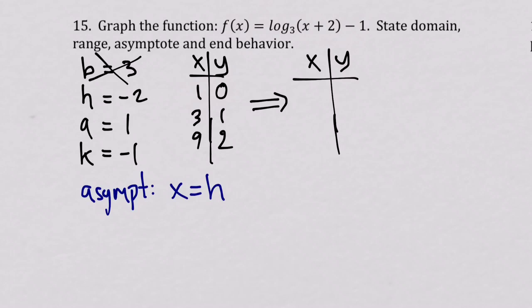The exponential had y equals k, this one has x equals h, which means x equals, in this case, -2. That's your asymptote, a vertical asymptote that passes through -2. The domain and the range are also different. They're kind of flipped their roles.